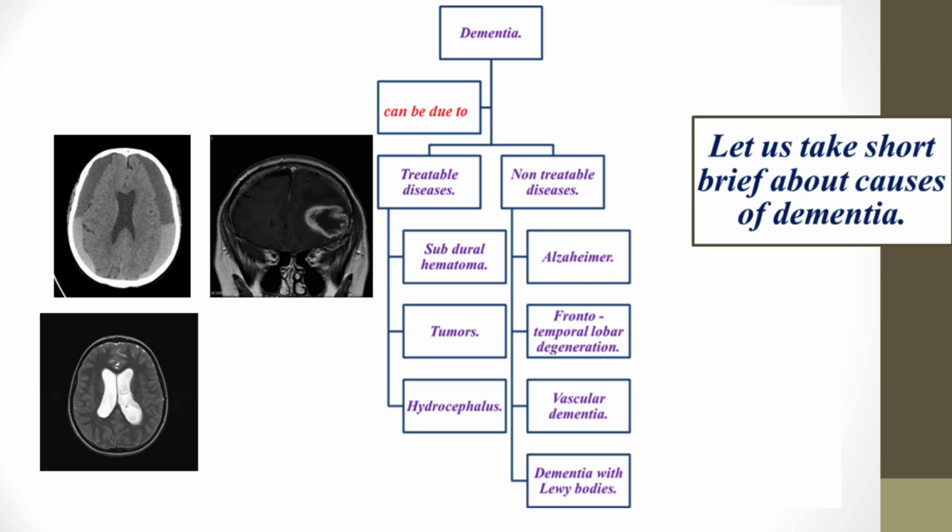Let us take a short brief about causes of dementia. Dementia can be due to treatable diseases or non-treatable diseases. Treatable diseases include subdural hematoma, tumors, or hydrocephalus, while non-treatable diseases include Alzheimer's, frontotemporal lobar degeneration, vascular dementia, and dementia with Lewy bodies.